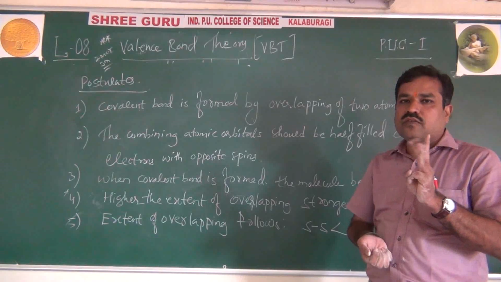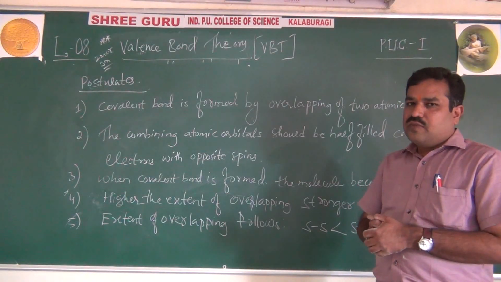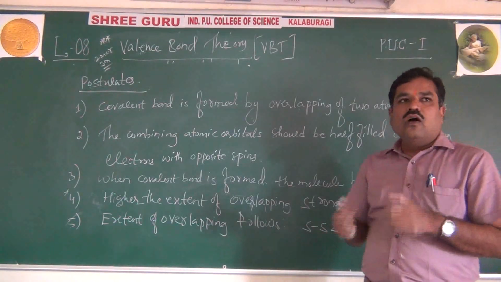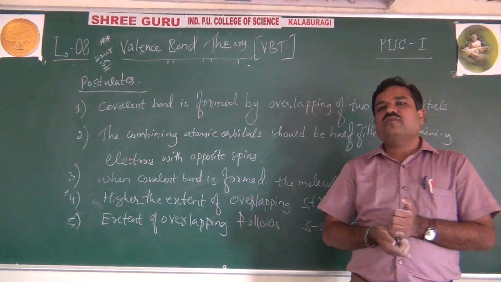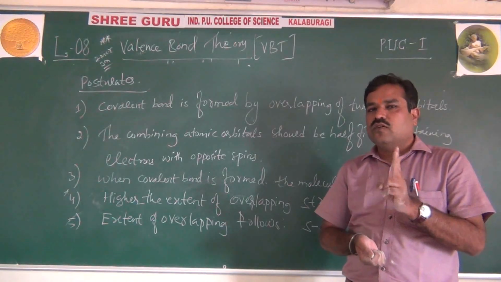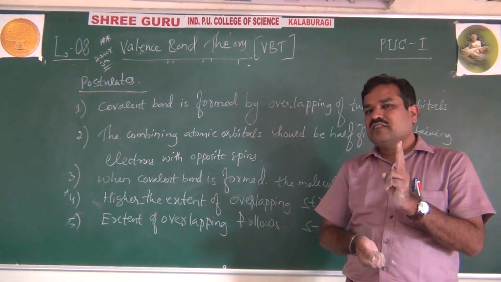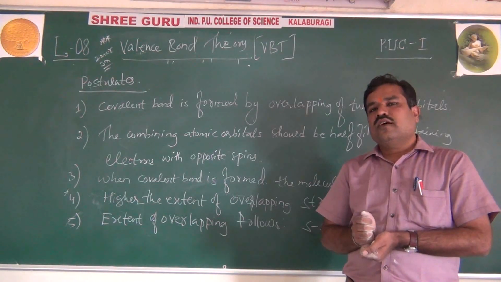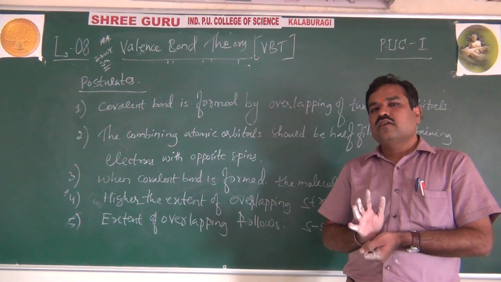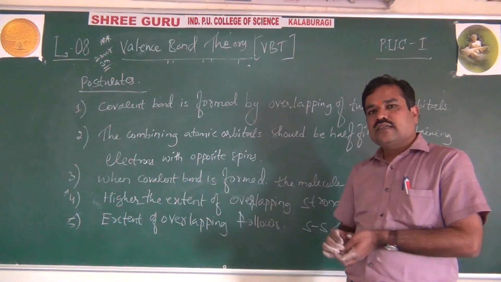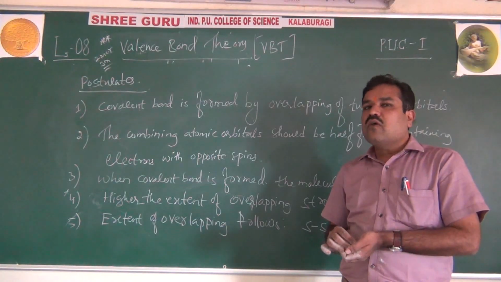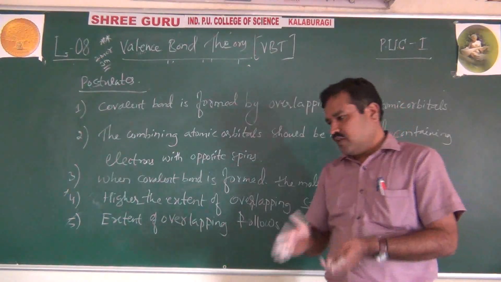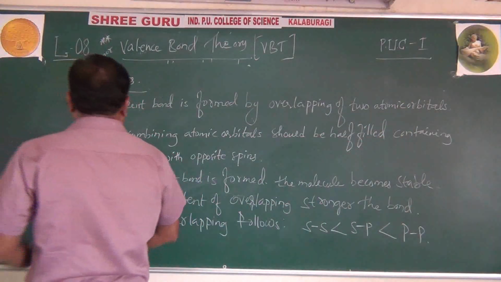That means there are 3 types of overlappings. Depending upon the orbital overlap, in which fashion the covalent bond is formed, there are 2 types of covalent bonds. One is called sigma bond, another is called pi bond. Now I will explain what these sigma bonds and pi bonds are and the differences, and also in detail what SS, SP and PP sigma overlapping and pi overlapping are.